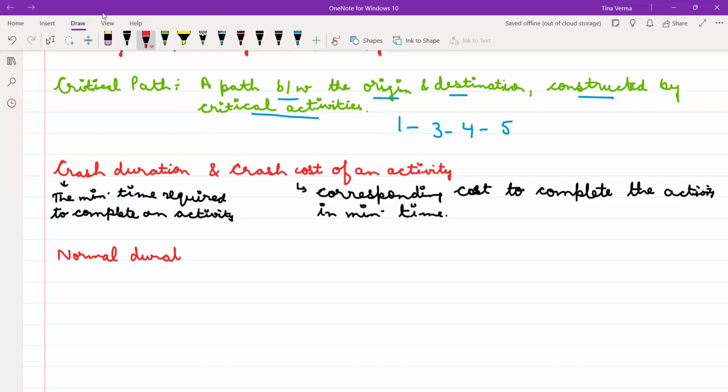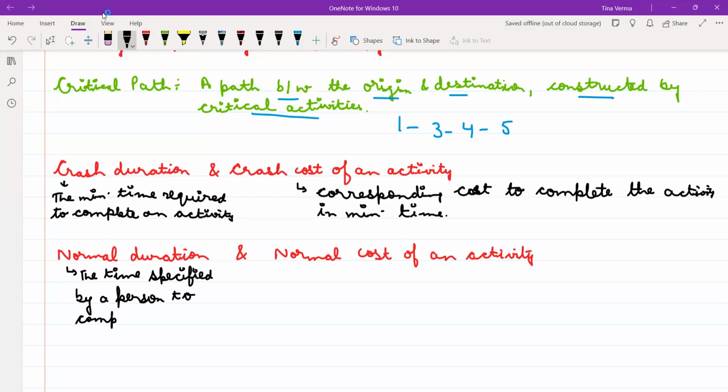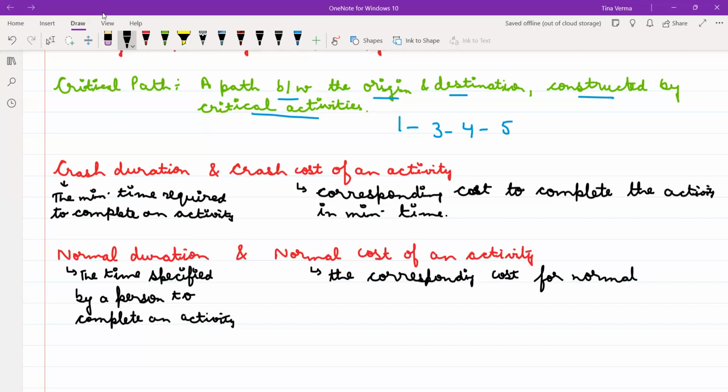So next, normal duration that I have already explained you. Normal duration and normal cost of an activity, that means the time specified by a person to complete an activity is your normal duration, and the corresponding cost for the normal duration is your normal cost.